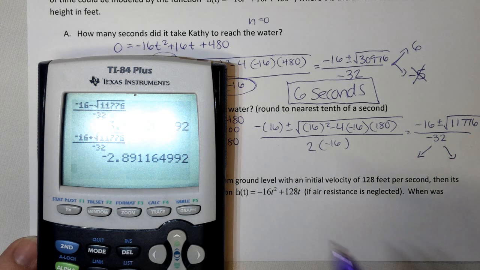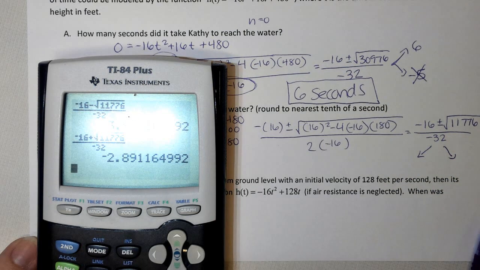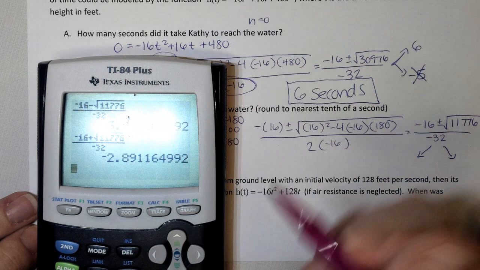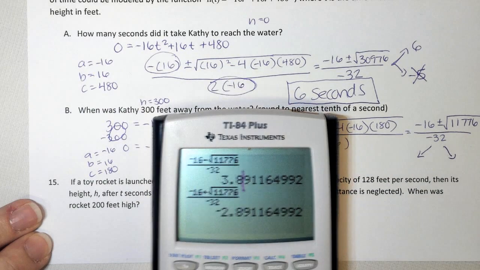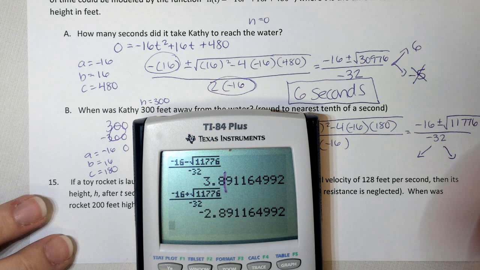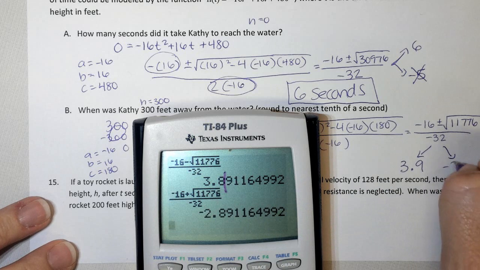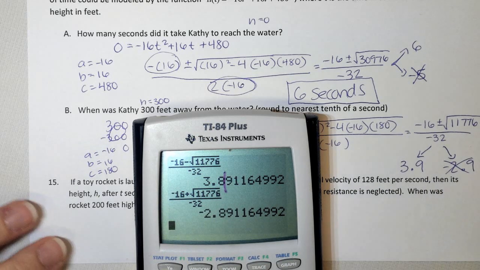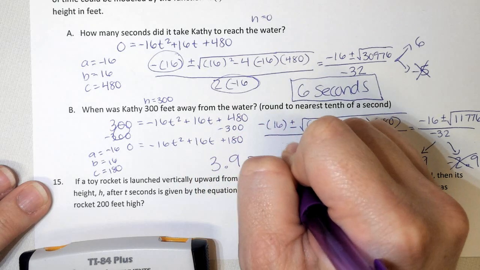It says round to the nearest tenth, so that would be right here. Which I want you to realize the 9 makes that 8 round up. That 9 makes the 8 round up, so that becomes 3.9. And now it becomes negative 2.9. Well, again, you can't have negative time, so this is 3.9 seconds.